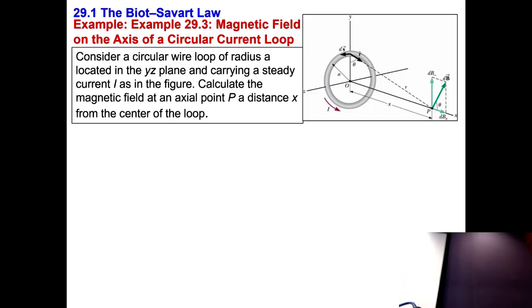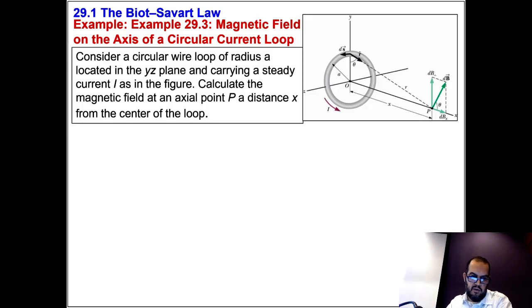So if you take an element at the bottom here, the magnetic field will be like this, and you will have an element like this and an element like this. So this will cancel that one. So all of the y elements will cancel, and the x elements will add. And let's try to determine that.